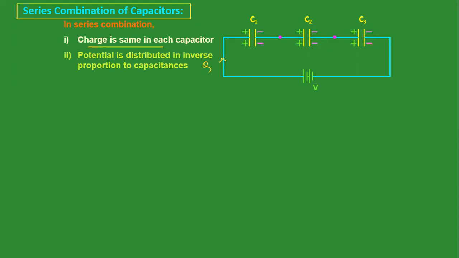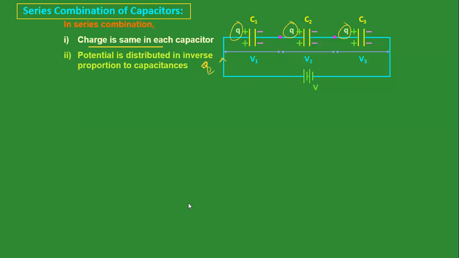The potential is distributed in inverse proportion to capacitance. Now we can consider here: this charge we consider small q. Small q is the charge on C1, C2, and C3. Potential on C1 is V1, V2 is the potential on capacitor C2, and V3 is the potential on C3.